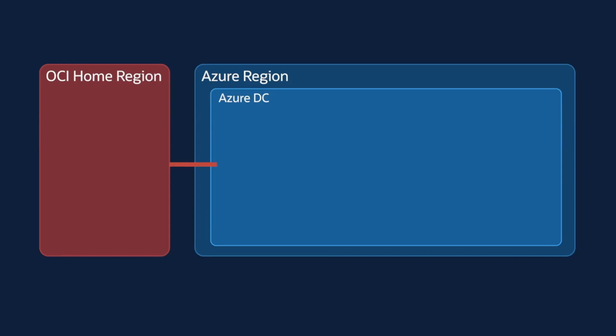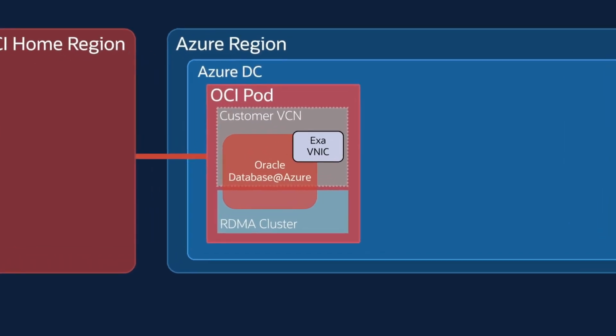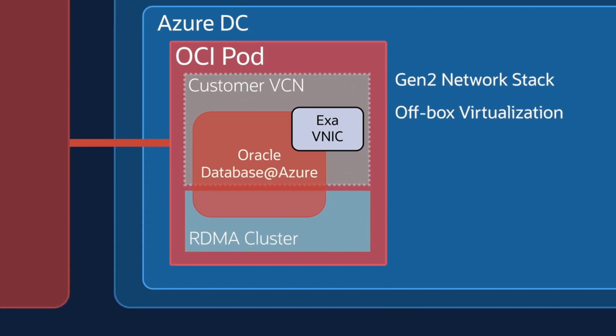OCI pods have the same underlying infrastructure as any other OCI region or OCI data center: same Gen 2 network stack, off-box virtualization, RDMA network to power the Exadata service and autonomous database service. The service stack in the OCI pods in Azure Data Center is also the same as we have at any other OCI region. Same OCI virtual networking stack, OCI Exadata service, OCI autonomous service, and so on and so forth.